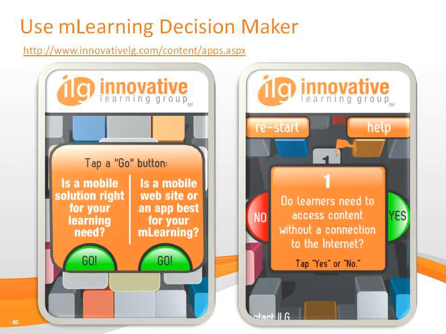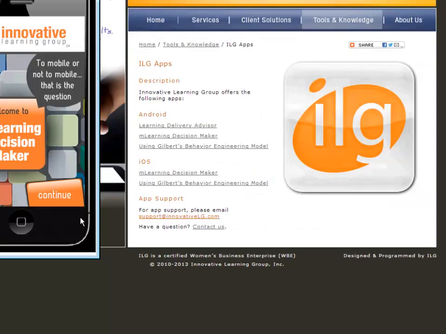So if you have iOS or Android, you could use our free ELearning Decision Maker app to help determine whether your learning solution is better suited to a mobile website or a mobile app. It will also help you determine whether a learning need is well suited to a mobile solution. And now I'm showing on our iPhone simulator what you'd see if you come to the ELearning Decision Maker app.